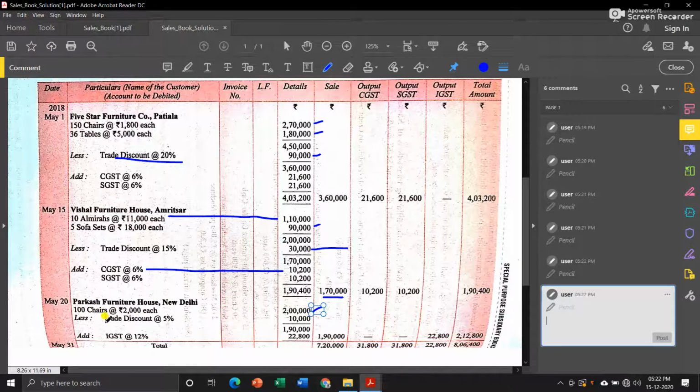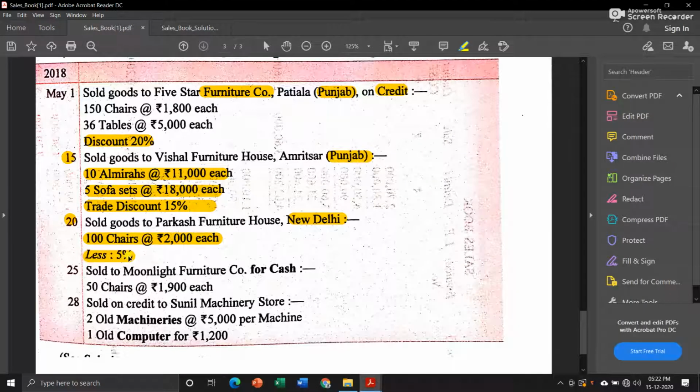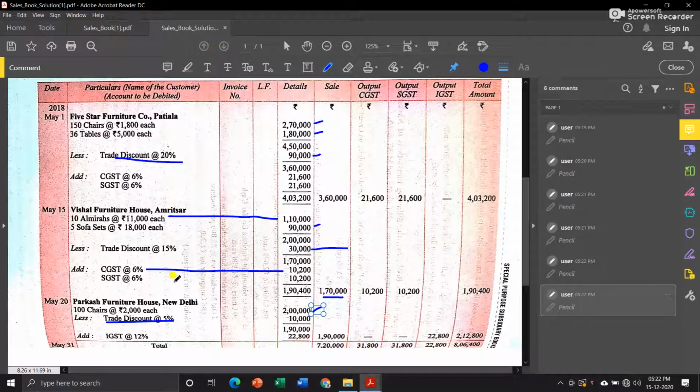Then there is trade discount of 5%. Now in the question they mention only less 5%. Less 5% is nothing but your trade discount. So 5% of 2 lakh is 10,000. So after deducting we got 1,90,000.